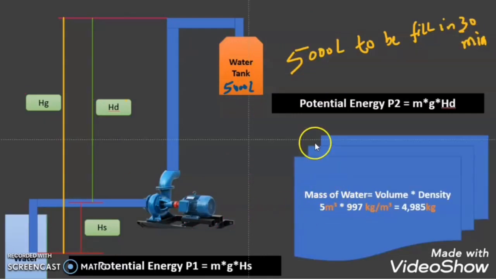In the first step, we have to calculate the mass of the water which is going to transfer in 30 minutes. That is, mass is equal to volume into density, which we saw earlier. As this water tank has a capacity of 5,000 liter, and 1,000 liter of water means 1 meter cubic of water, because a 1 meter cube box will contain 1,000 liter of water, so 5,000 liter of water means 5 meter cubic, which is the volume of the water.